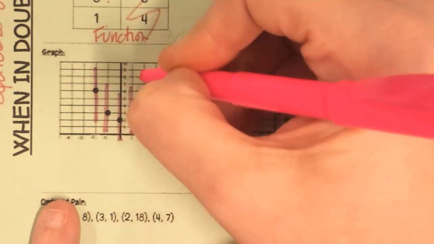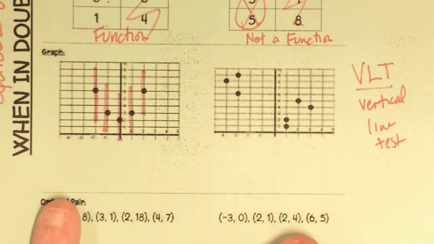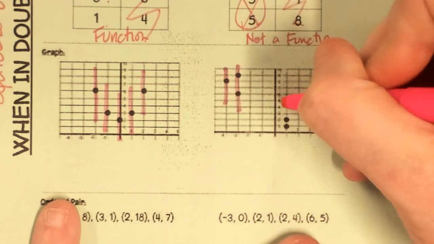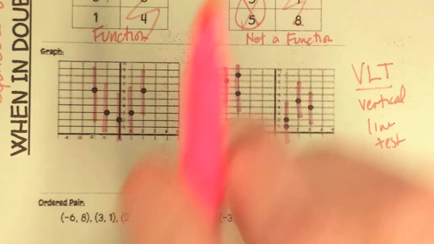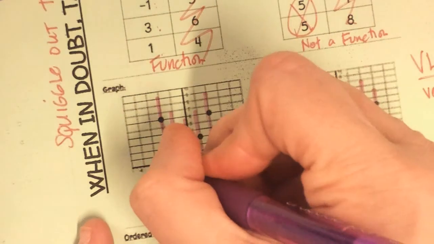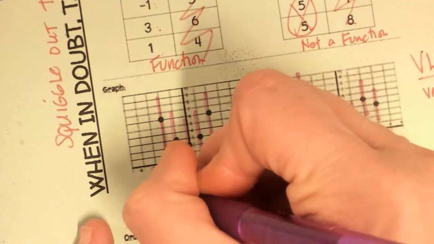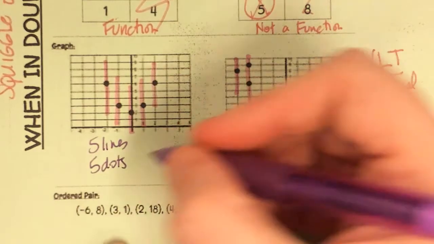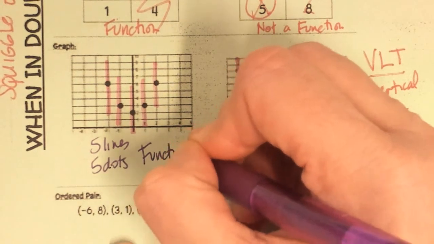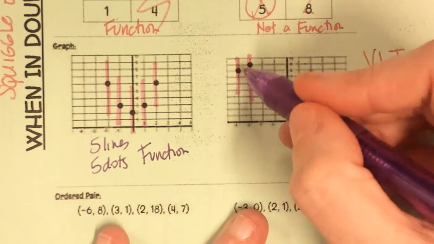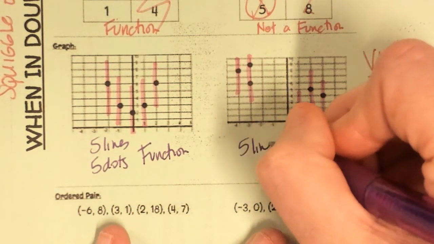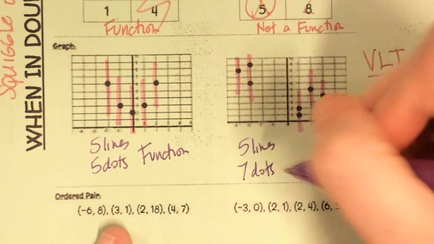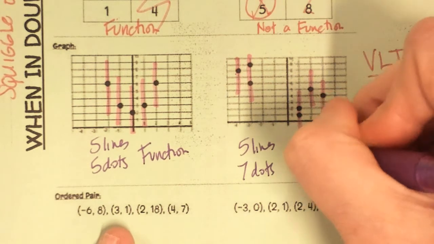You see how with my vertical lines, I've got 5 lines and 5 dots. That means this is a function. But see, look here. I've got 1, 2, 3, 4, 5. So here I've got 5 lines, 5 dots. That means it passes the vertical line test. Function. This one here I've got 5 lines, and I've got 1, 2, 3, 4, 5, 6, 7 dots. I got more dots than lines. This is not a function.